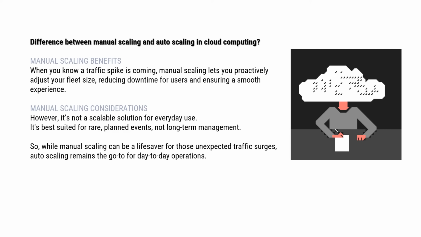Manual scaling. When you know a traffic spike is coming, manual scaling lets you proactively adjust your fleet size, reducing downtime for users and ensuring a smooth experience. However, it's not a scalable solution for everyday use. It's best suited for rare, planned events, not long term management. So, while manual scaling can be a lifesaver for those unexpected traffic surges, Auto Scaling remains the go-to for day two operations.